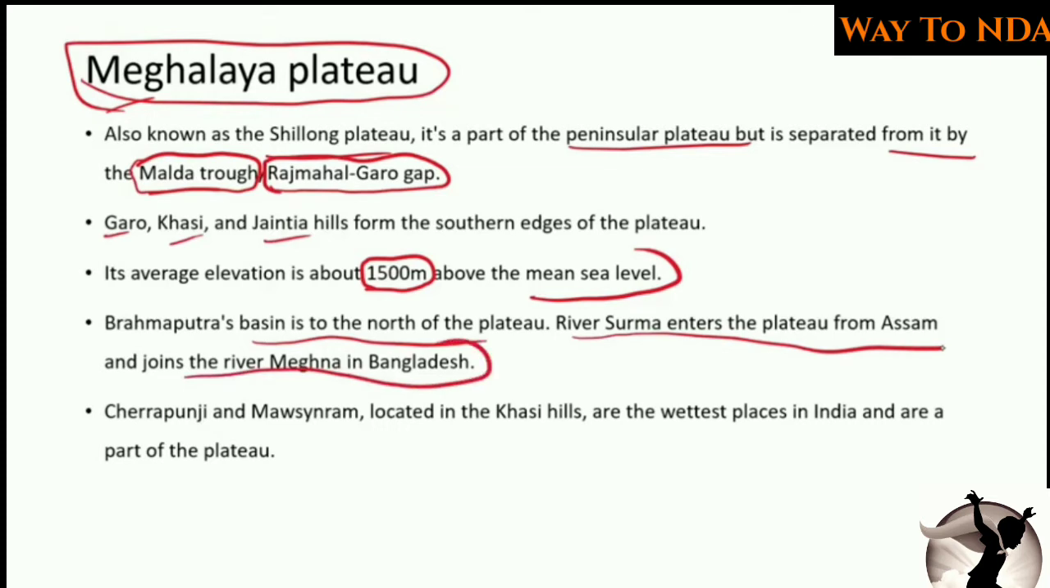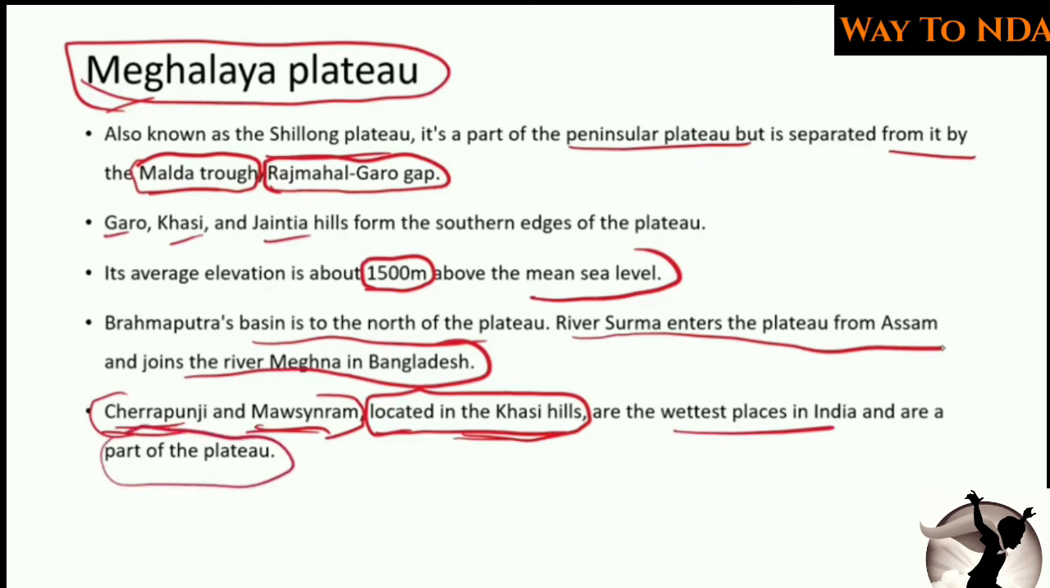Now Cherrapunji and Mawsynram. You should know that these are the two important areas which experience heavy rainfall. They are also located in the Meghalaya Plateau, mainly in the Khasi Hills. The Khasi Hills are a part of the Meghalaya Plateau only, and you will find Cherrapunji and Mawsynram there. These are the wettest places in India.